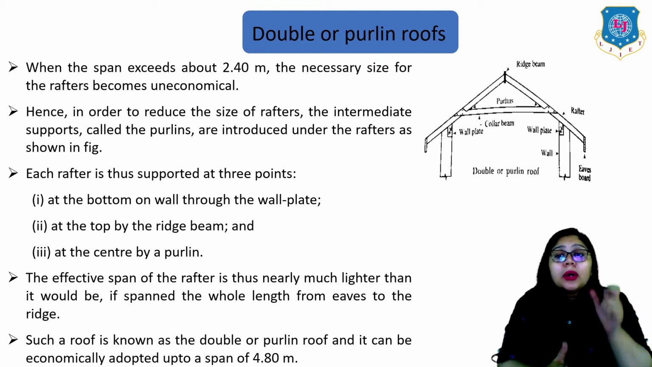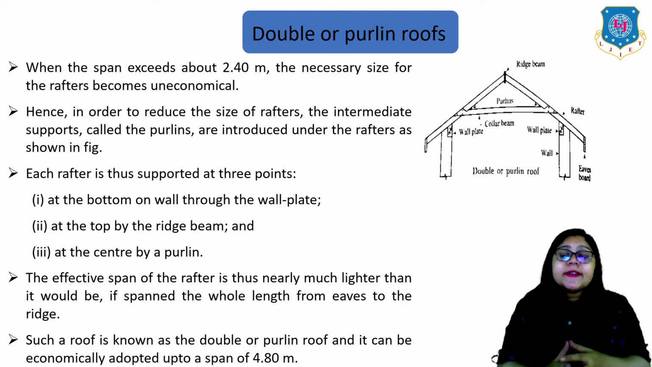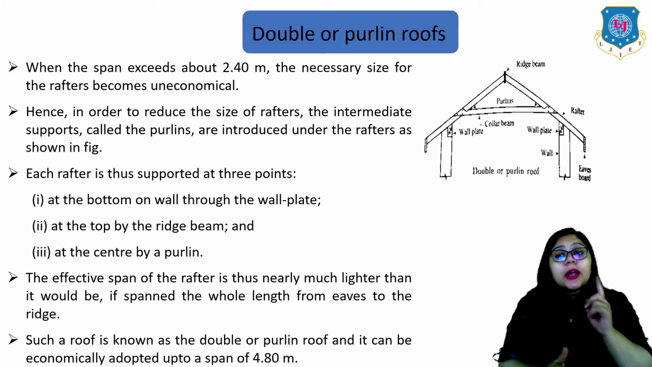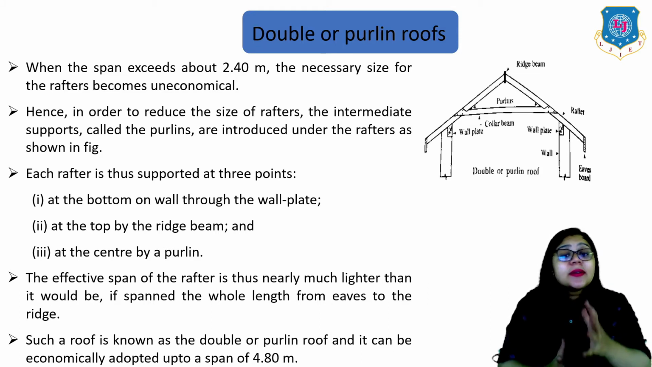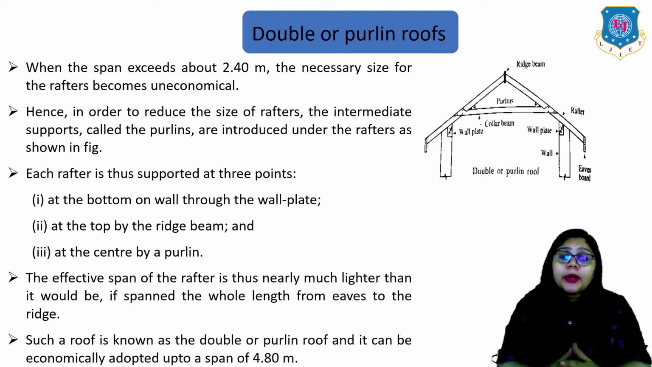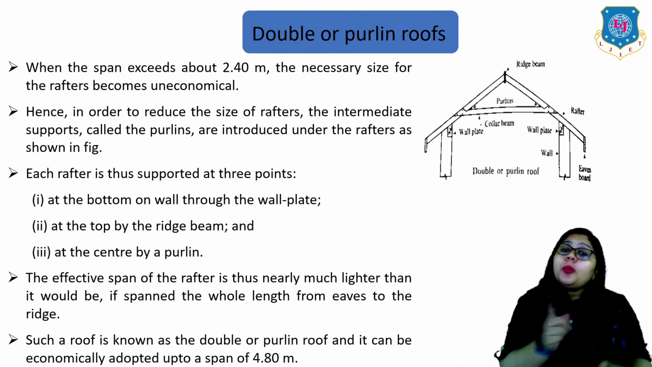At the bottom on a wall through the wall plates, at the top by the ridge beam and at the center by the purlins, as shown in this figure. The effective span of the rafter is thus much shorter than it would be if it spanned the whole length from eaves to the ridge. Such a roof is known as the double or collar roof and it can be economically adopted up to a span of 4.80 meter.